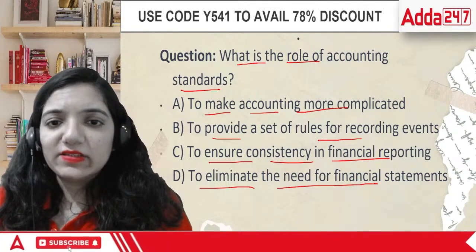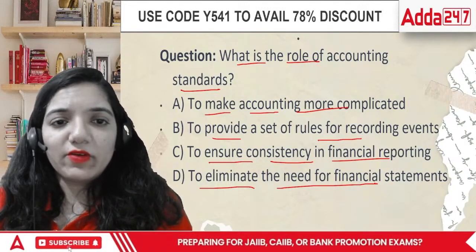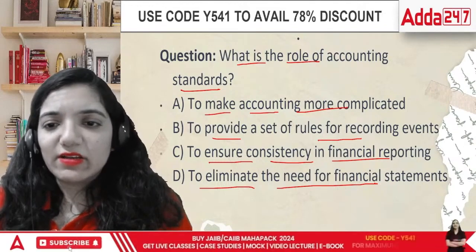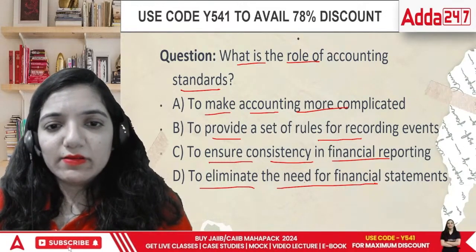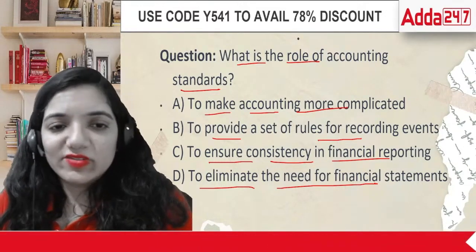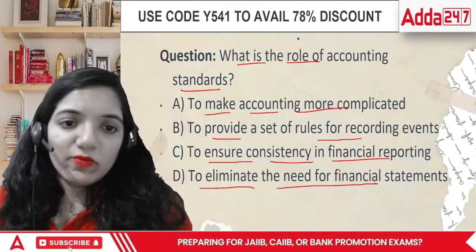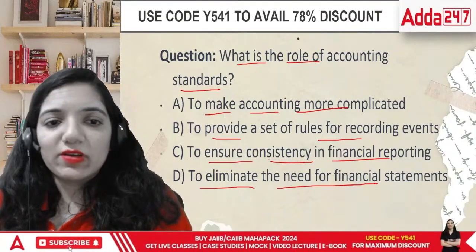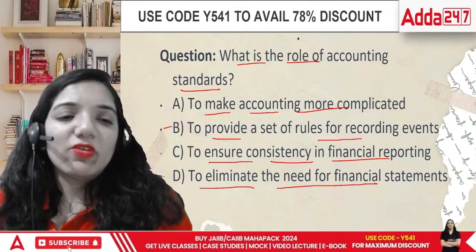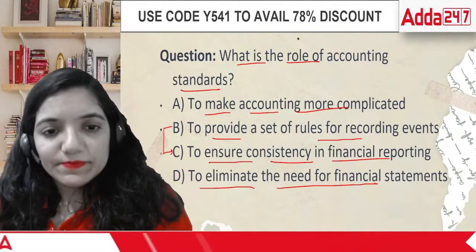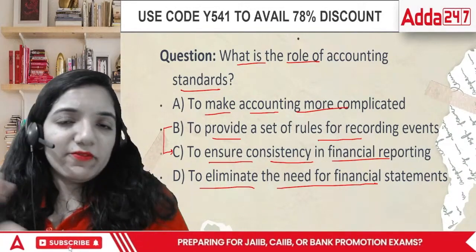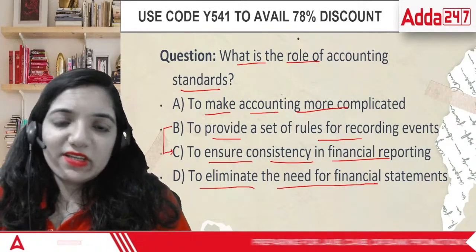And in this case, the correct answer would be, what is the role of accounting standards? The accounting standards are basically, though I would say B is also correct overall, to provide the set of rules of recording events. That is not only for recording events, it has to be C because, see, if you and I follow the same rules, you follow the rules and I follow the rules.